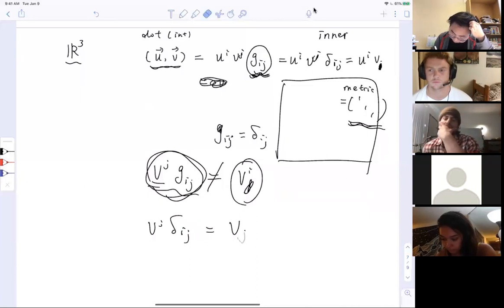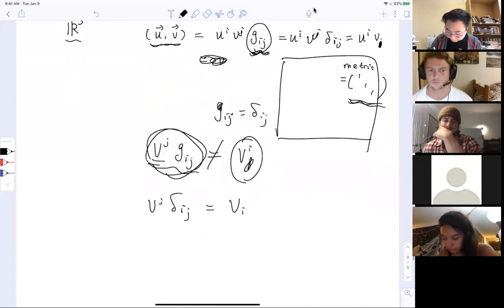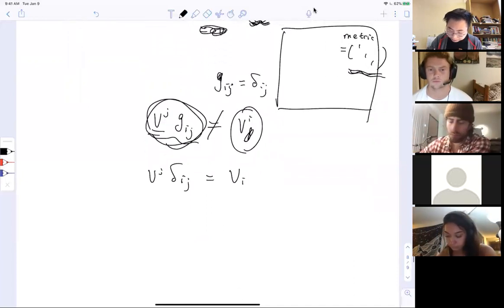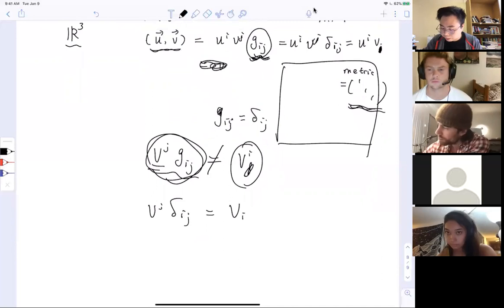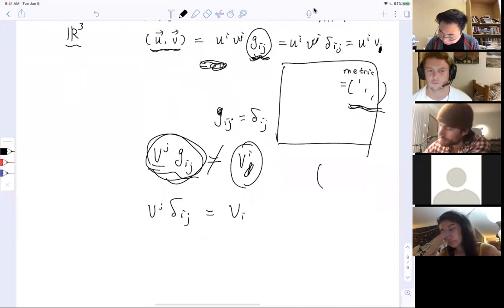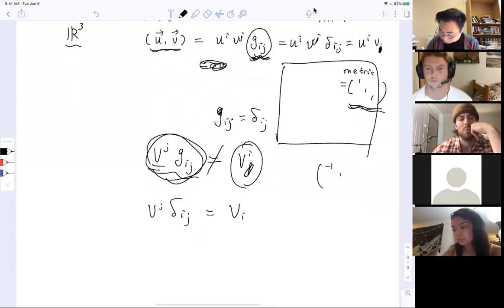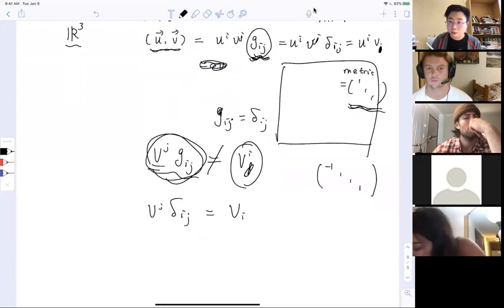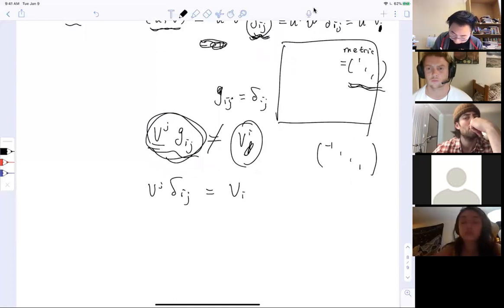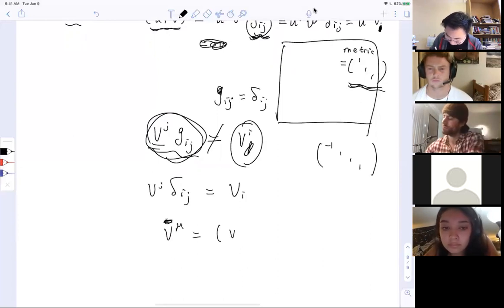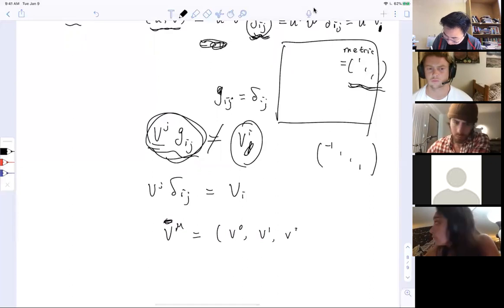You get V_i. It matters when your metric is not 1, 1, 1. For example, in special relativity, you have a fourth dimension corresponding to the time, and the metric is -1, 1, 1, 1. In this case, upper index and lower index are different. For example, if I have a vector V^mu: V^0, V^1, V^2, V^3.